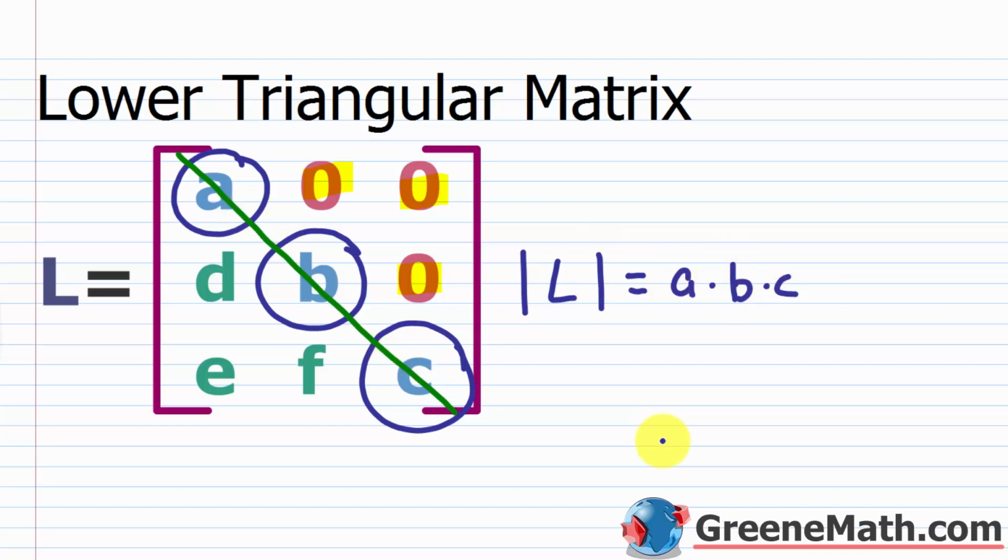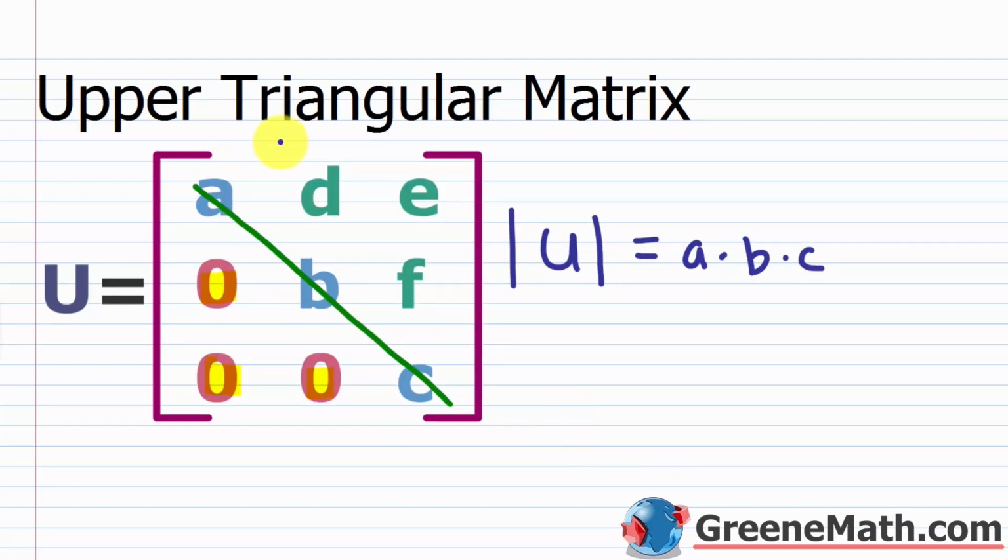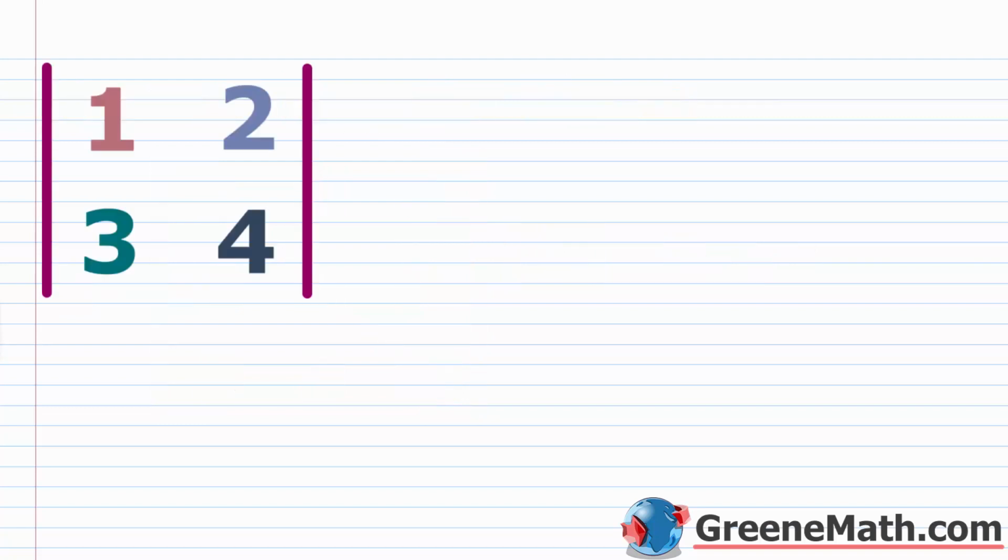So I think you see where we're going with this. We're going to give you a 4x4 matrix, and then you're going to use some row operations to put it into this upper triangular matrix format, where you have zeros below the main diagonal, and then you can find the determinant by just finding the product of those entries along the main diagonal.